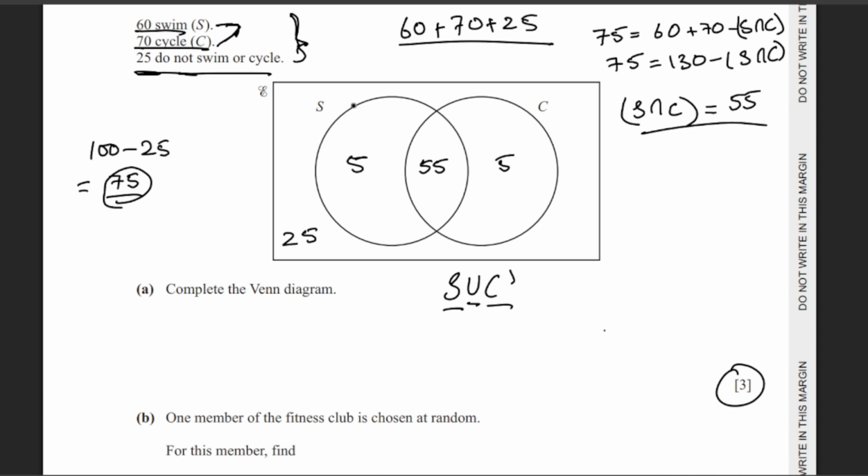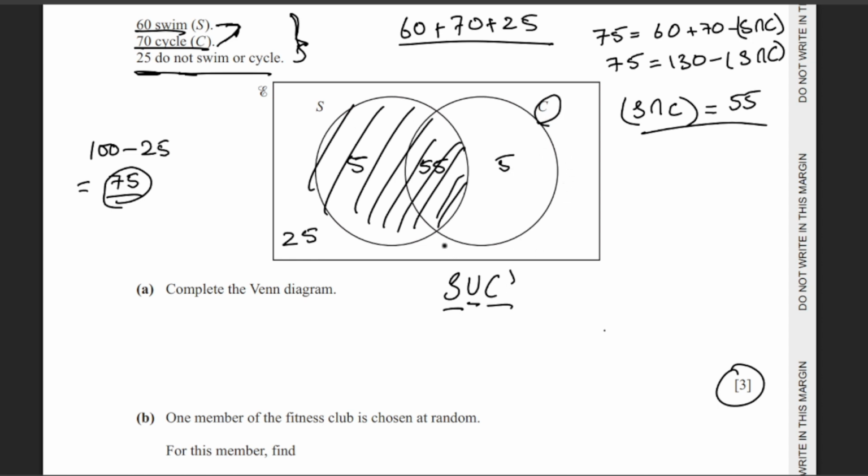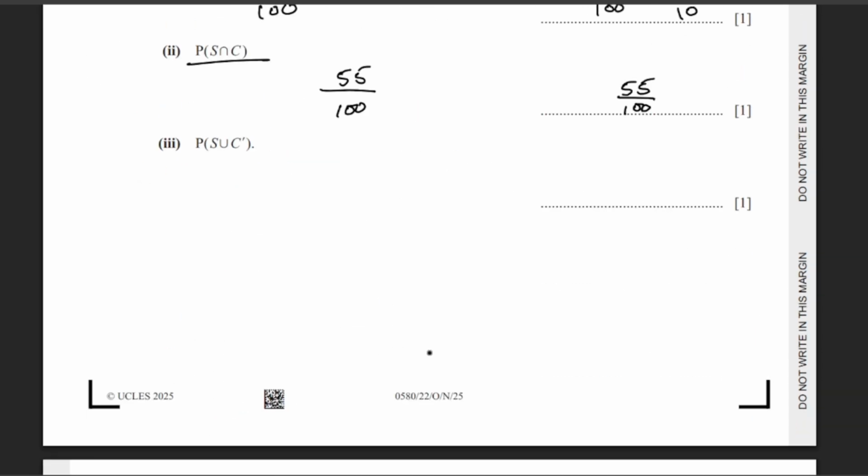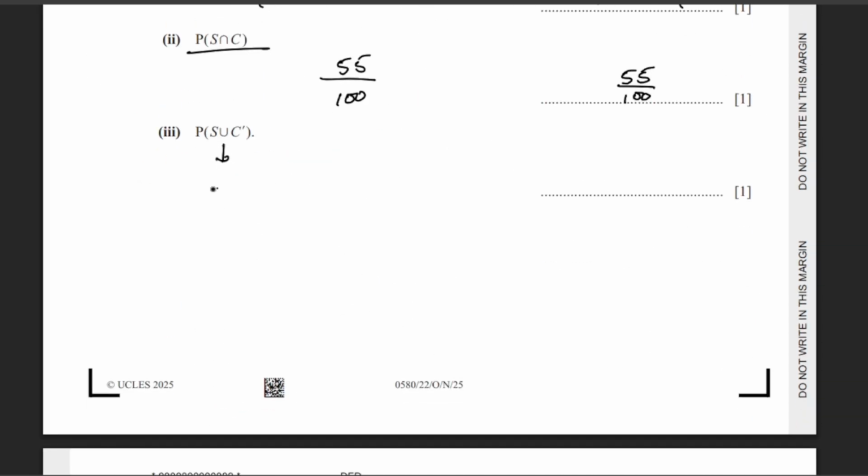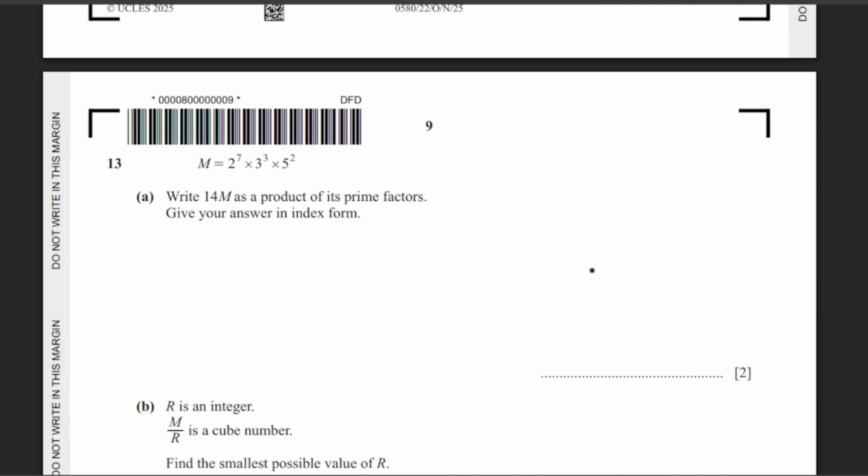So for S, first we shade this entire thing, these 60 people. C apostrophe basically means everything outside this C, so that's going to give us this, basically the 25 people outside here. So it would equal 25 plus 60, which gives us 85. So this gives 85 people, so 85 out of 100. That is our probability. Write that in over there for another free mark.